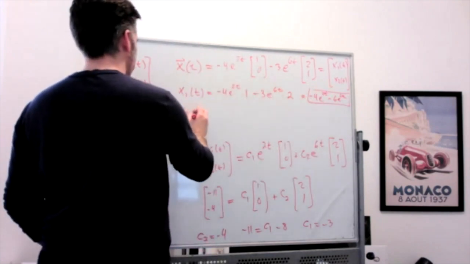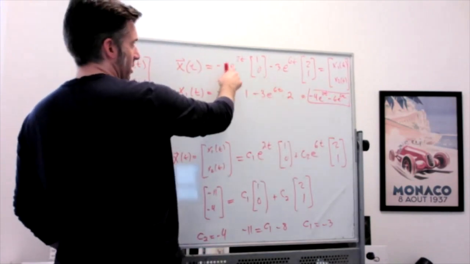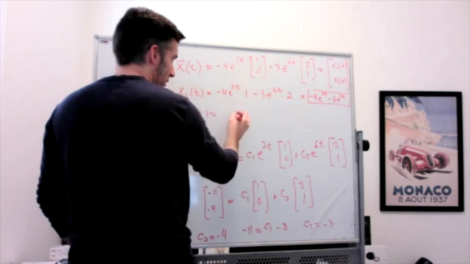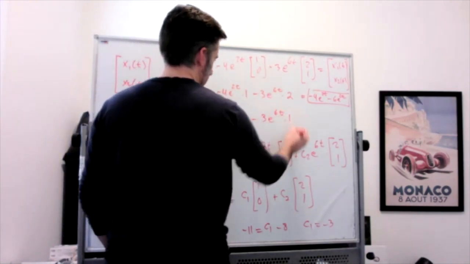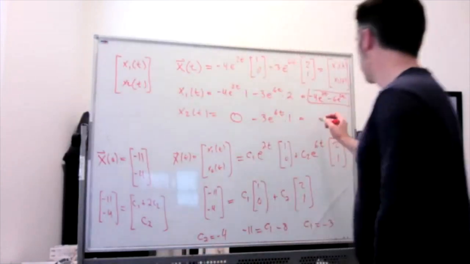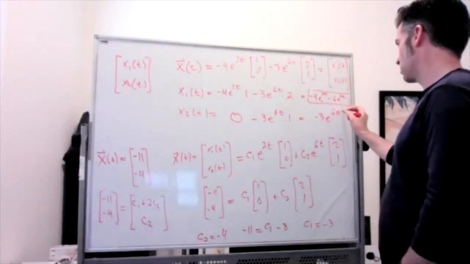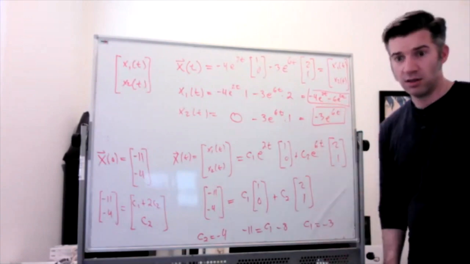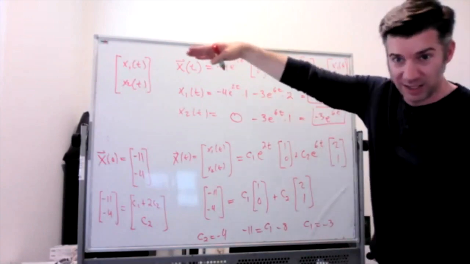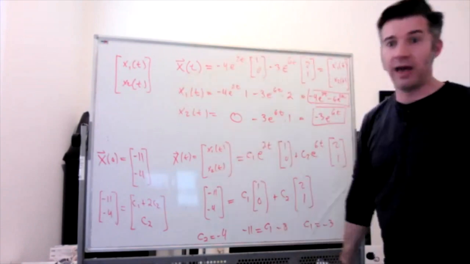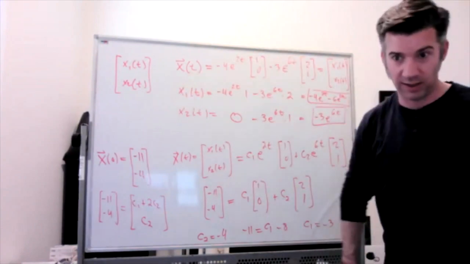And x2 of t would be -4 e to the 2t times 0 minus 3 e to the 6t times 1. So that would be minus 3 e to the 6t. So that's how you find the x1 and x2 components. The x1 component is just the things in the top row added together. The x2 component is just the things in the second row added together.